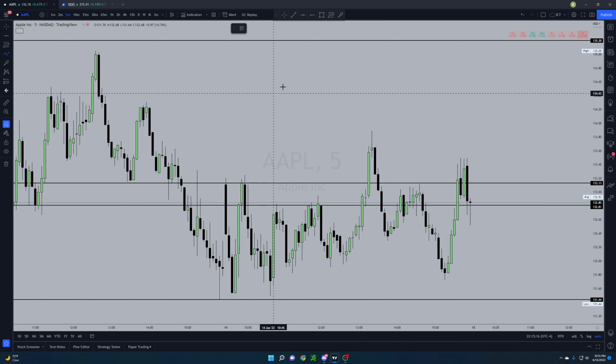So for example, where's the path? There we go. So for example, this is our level here. This is the one that we're talking about right now. And you get this break over, right? As soon as you get a close over, this is going to be your confirmation. This is your entry, right? Your close over is your entry.